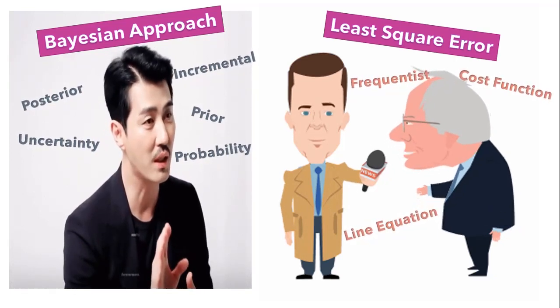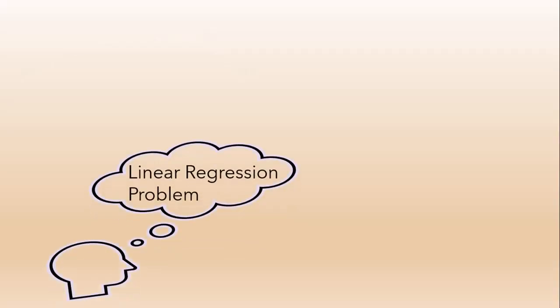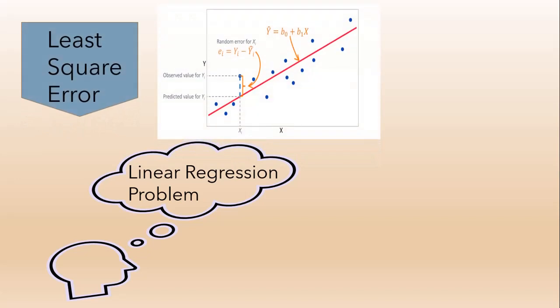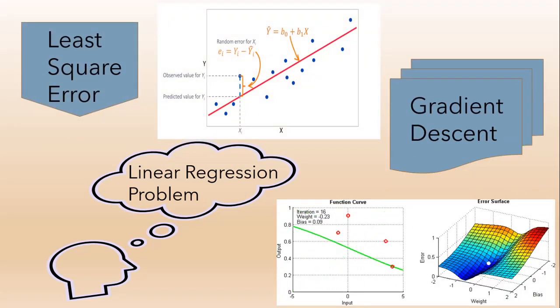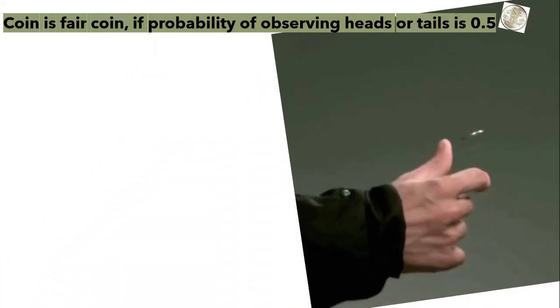So guys, as we have already solved simple linear regression problem by making use of least square error and gradient descent, let's quickly understand where our model is restricting in terms of using this approach for real world datasets. So guys, for understanding this, let's do a small thought experiment with regards to regression problem. Okay, let's take a coin flip example.